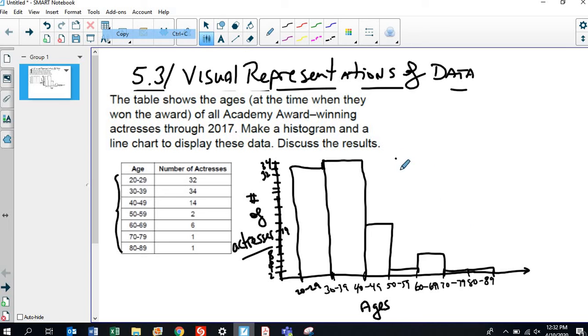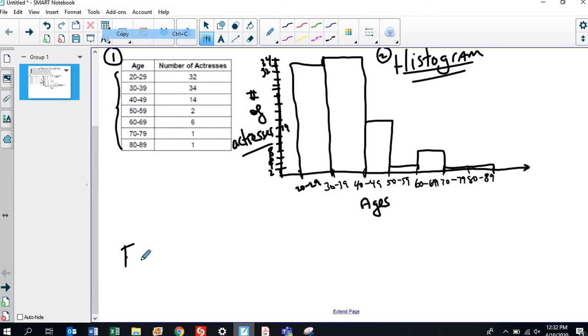Okay, and so this is a histogram. This is how we create a histogram. And so you've got basically 2 parts to doing this. One is making the table, and you have to be able to do that. And the second is being able to do the histogram. So really, when you think about it, there are 4 things that you have to do with histograms and frequency tables. Okay, there are 4 things to do here.